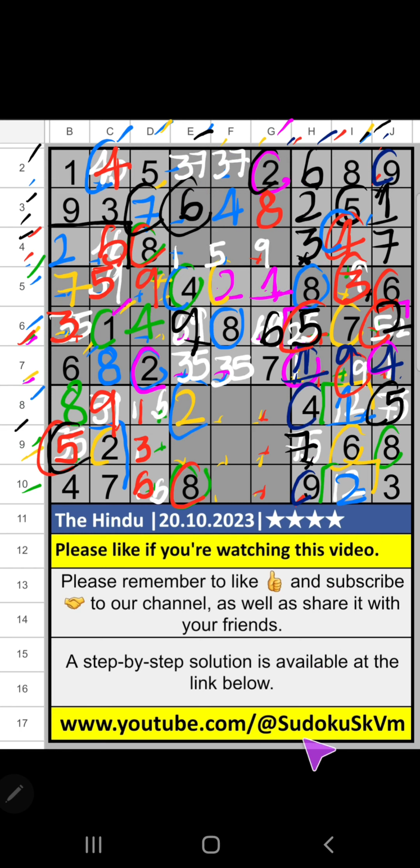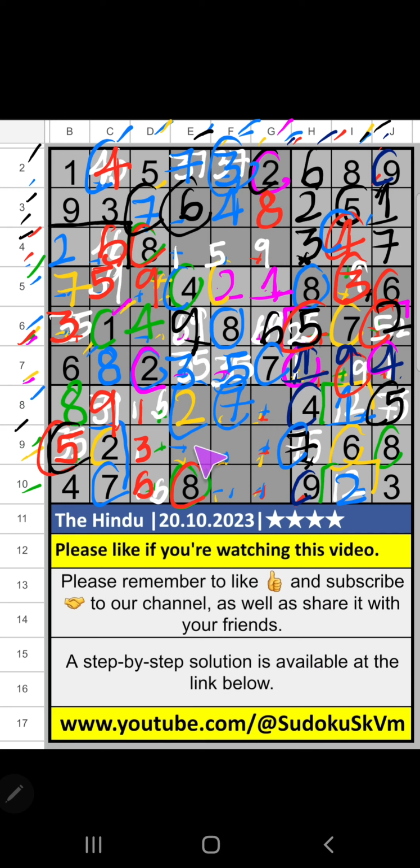10th row and 9th row we have 7, column G also we have 7, so 7 can't come in these cells, then 7 is confirmed here. Column F we have 7, so 7 can't come in the cell, 7 is confirmed here, then 3 is here. Column F we have 3, so 3 can't come in the cell, 3 is confirmed here, then 5 is here.